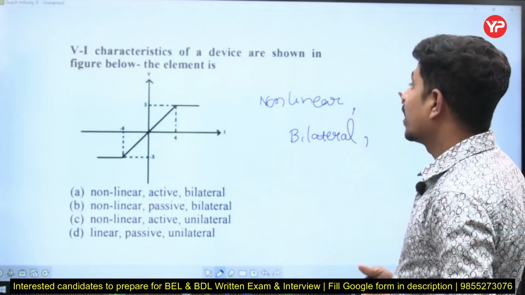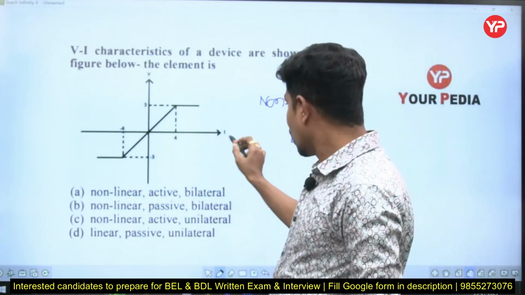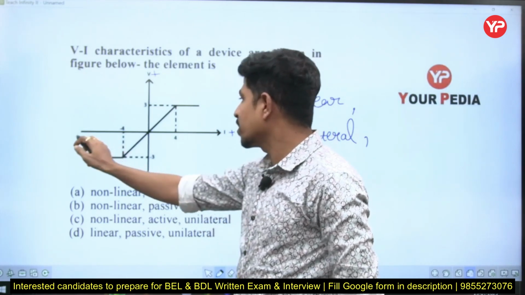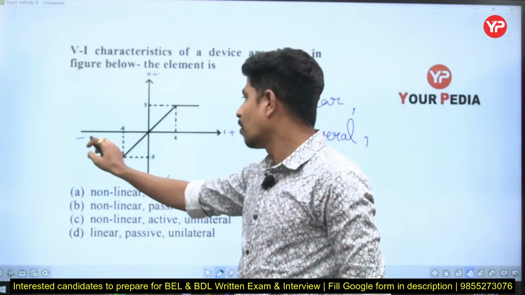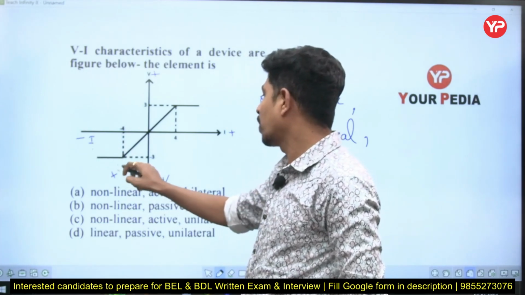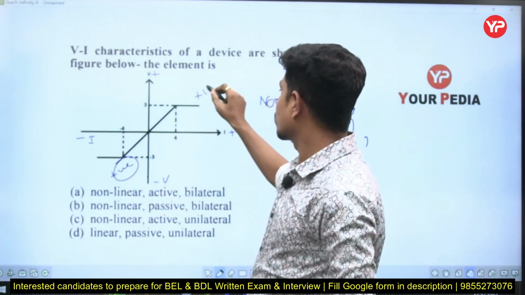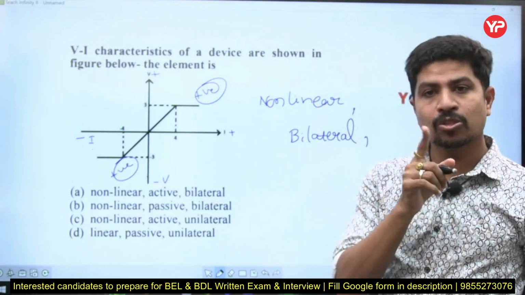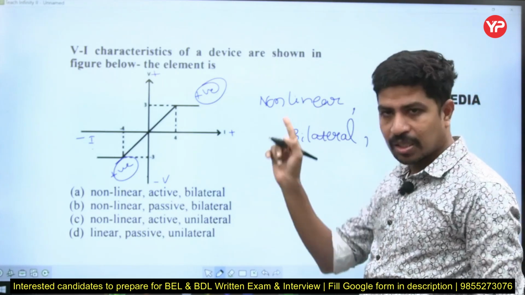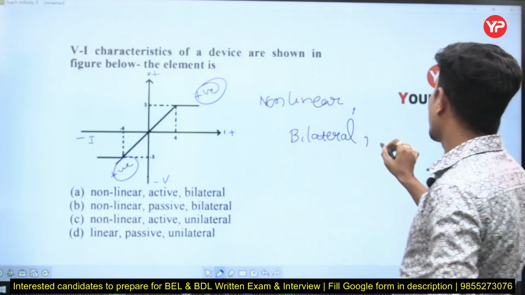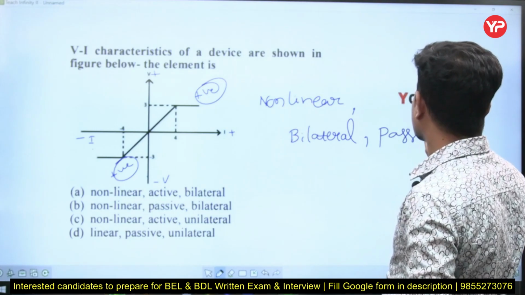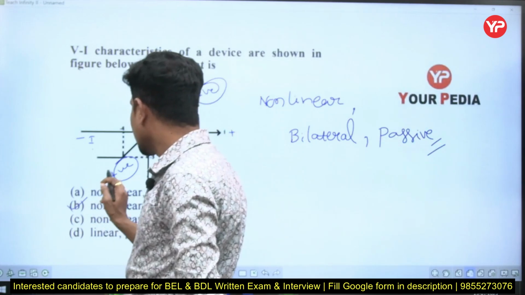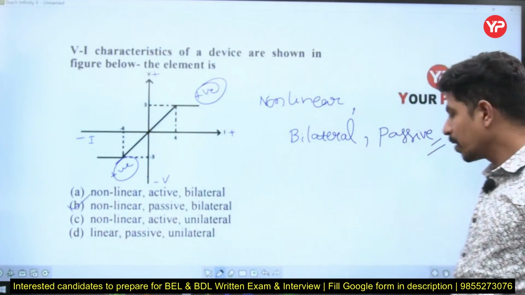Is it active or passive? It is passive. Why? Current positive, voltage positive. If current is negative, voltage is also negative. Negative into negative, positive, power is positive. Positive into positive, power is positive. If power is positive, that is a passive element. If it is an active element, if V is positive, I is negative; if I is positive, V is negative. That way it should come. But positive positive or negative negative, therefore it is passive. So non-linear passive bilateral, option is B. B for Bombay.